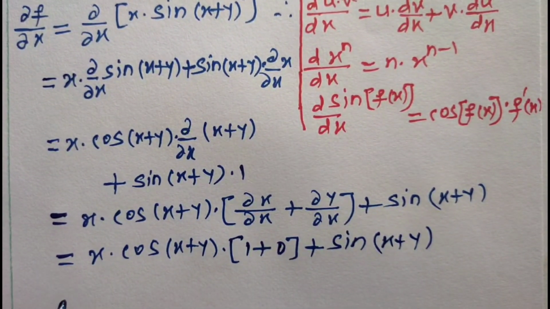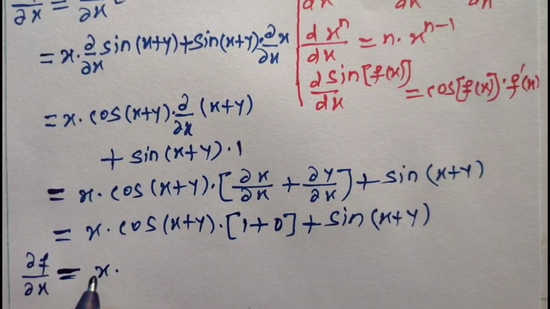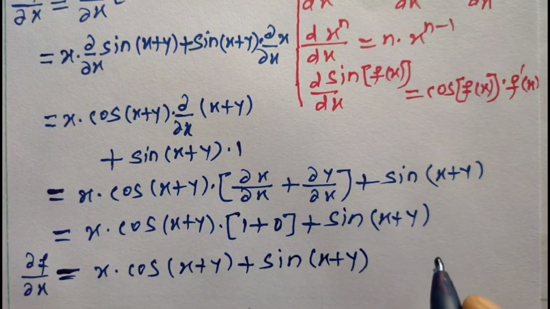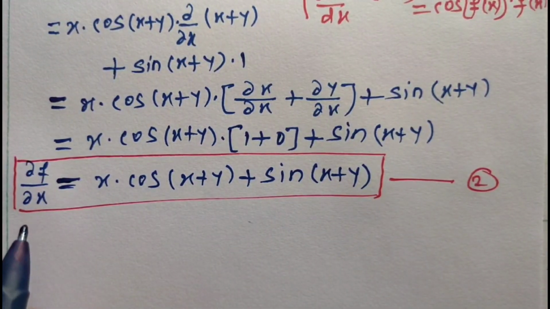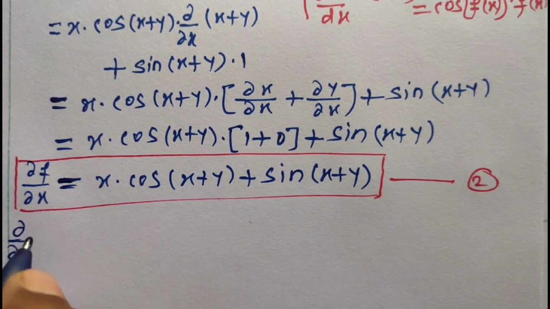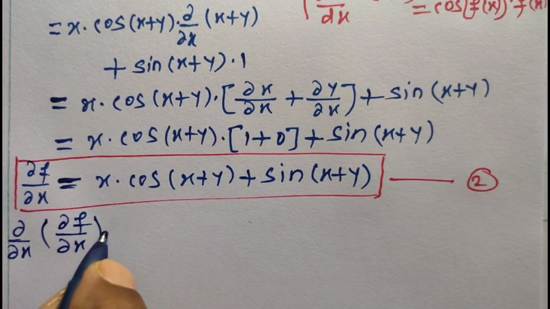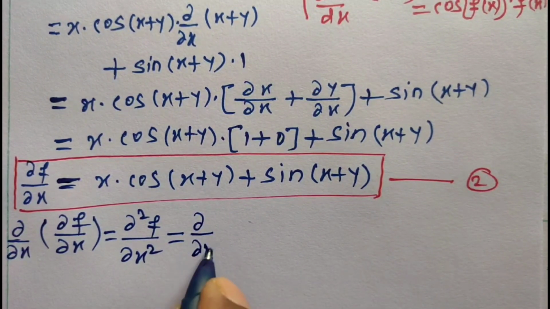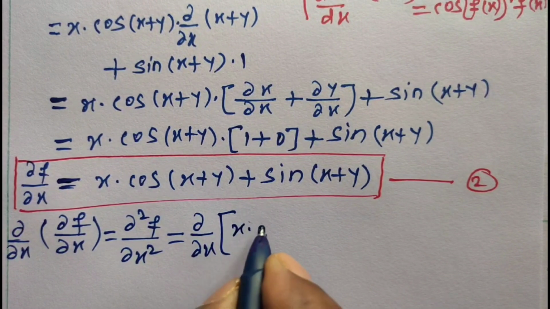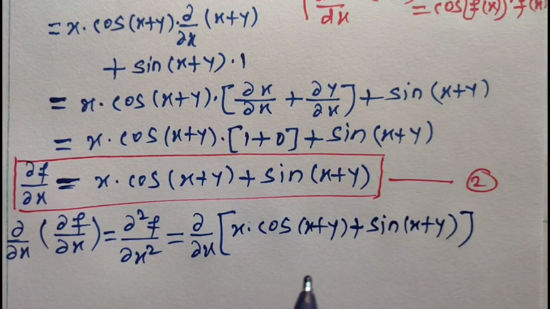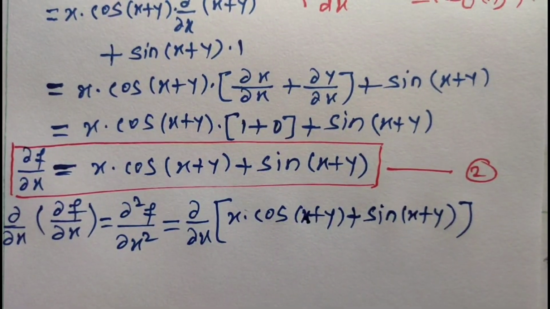And then after simplification, the partial derivative of f with respect to x is given by x into cos of (x plus y) plus sine of (x plus y). This is result number 2. Now both sides of result 2 we have to partially differentiate with respect to x. So the derivative with respect to x of ∂f/∂x is equal to ∂²f/∂x², and this is equal to the partial derivative with respect to x of the right hand side of result 2, x into cos of (x plus y) plus sine of (x plus y). We are differentiating with respect to x, considering y and functions of y as constant.